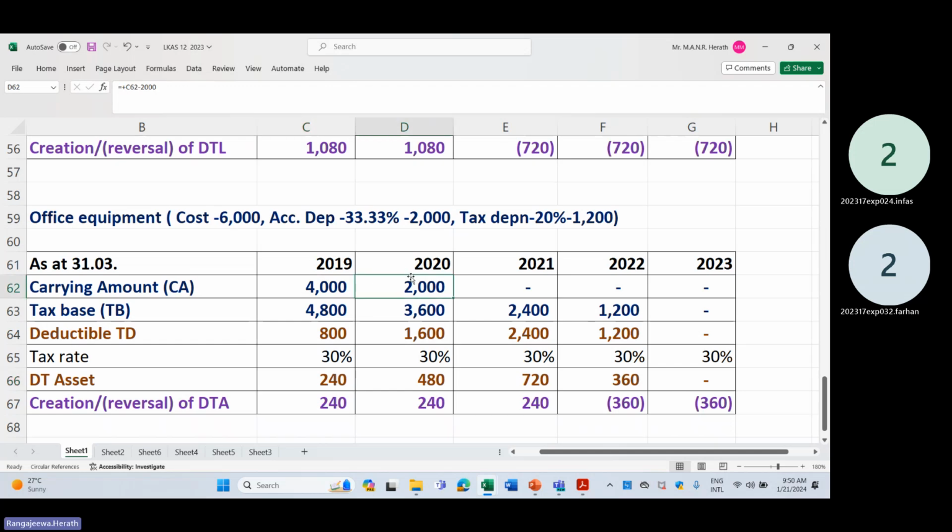By second year, it has reduced to 2,000 carrying amount. Tax base 3,600, so deductible temporary difference 1,600. So deferred tax asset 480. By third year, it is fully depreciated for accounting purpose, but tax base still 2,400. So difference 2,400. So first 3 years deferred tax asset created, increasing by 240, 480, 720. But fourth year it reduced to 360 and last year becomes 0.